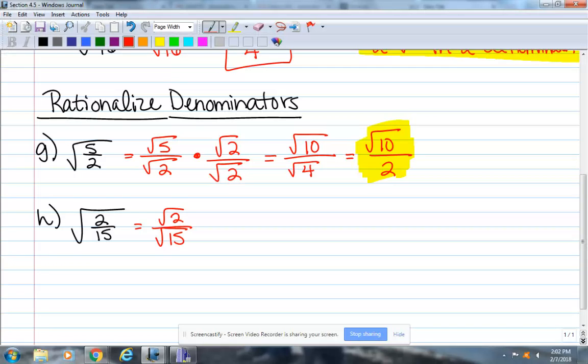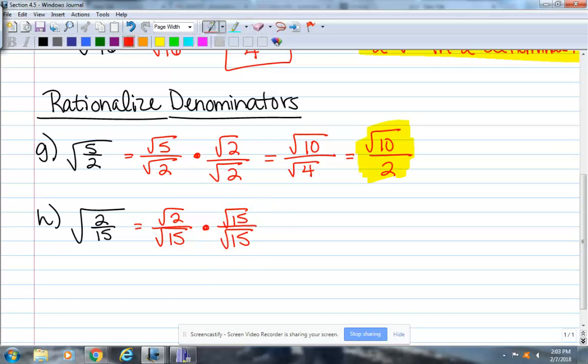Now, can we simplify radical 2? Are there any squares that go into 2 besides 1? No, 2's prime. Are there any squares that go into 15 besides 1? What square? I don't think so, because 9 doesn't go into it, 4 doesn't go into it, so that's all I got. So we're going to rationalize, which means I'm going to multiply by radical 15 over radical 15. So whatever the denominator is, you multiply by that. Okay?